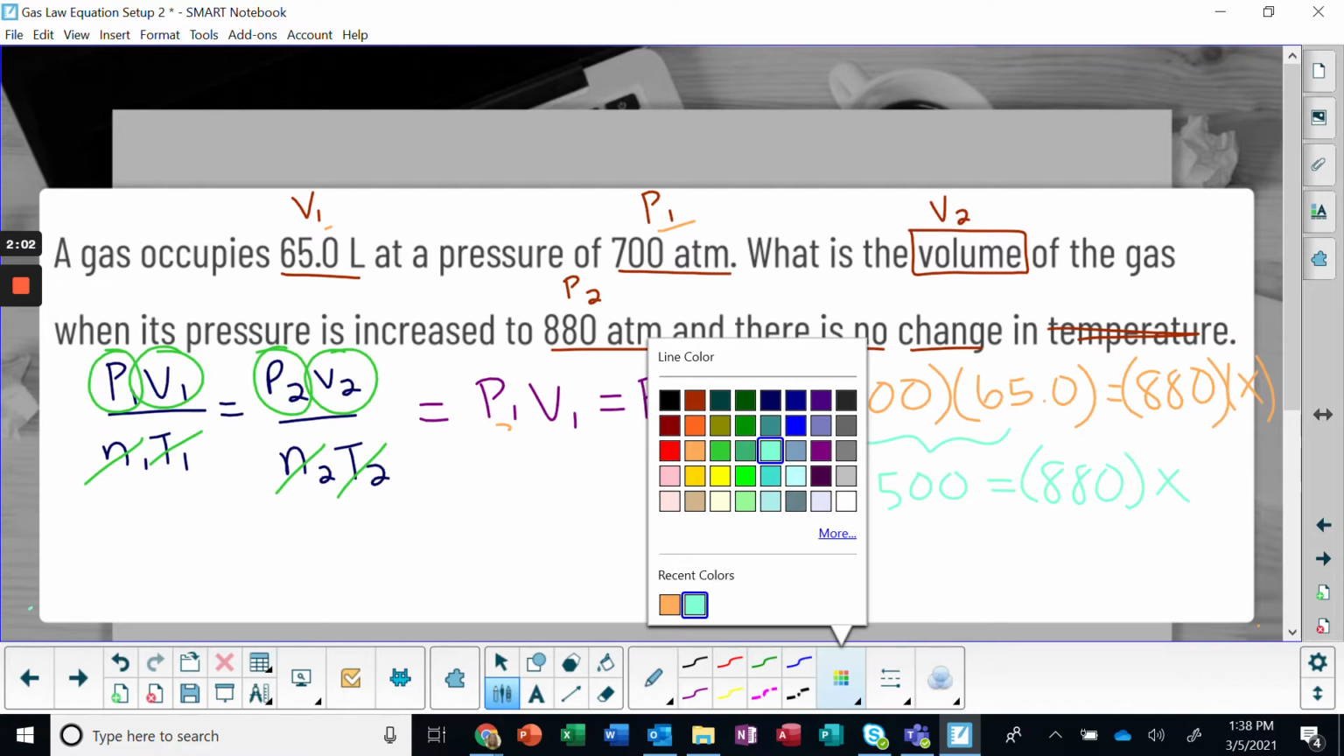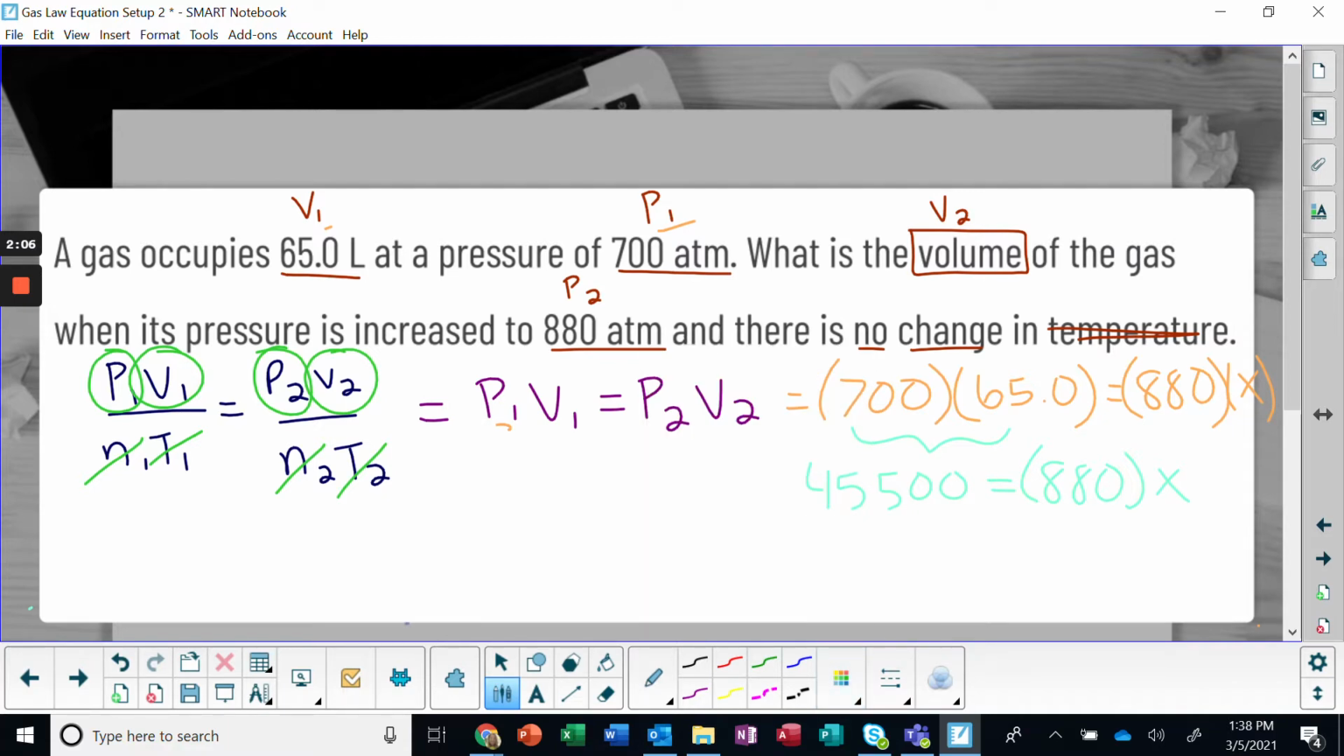Now I need to solve for x. In order to get x by itself, remember we have to do the opposite function. So 880 is being multiplied by x, so I need to divide by 880. What you do to one side, you must do to the other. And now you plug it into your calculator. The number on top always goes into your calculator first.